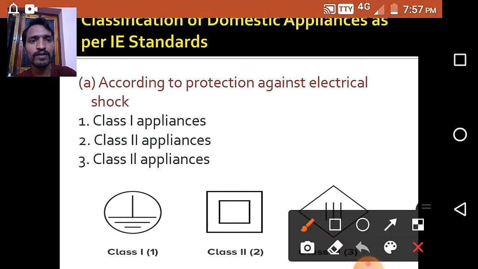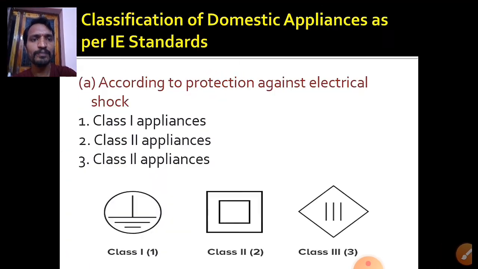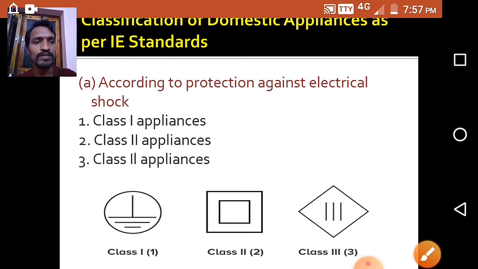Here some mistake has happened. This one is class 3 appliances. Now these are the symbols we can observe on the appliances. If we find this symbol, we can say that is class 1 appliances. If we find this symbol on the appliances, this is class 2 appliances, and the third one is class 3 appliances. If we observe this symbol on any appliance, we can conclude that this is a class 3 type appliance.